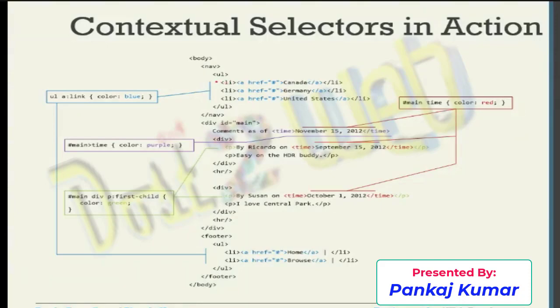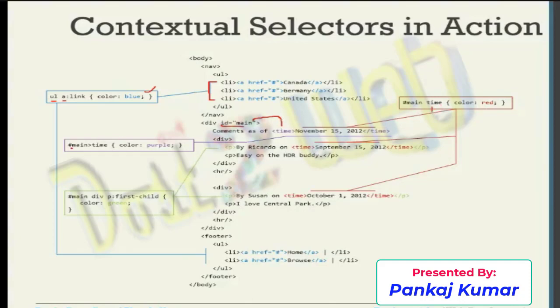In the same way, I have used an anchor tag here. I'm using UL, that means unordered list, then anchor tag, and then link. Whatever link is there, the anchor tag color should be blue. Next, I'm defining another CSS with the ID selector, main time. That means the division tag main is this one. So inside the main, time is there. That's what it means. Main is the parent, and inside it is time. So the color will be red.